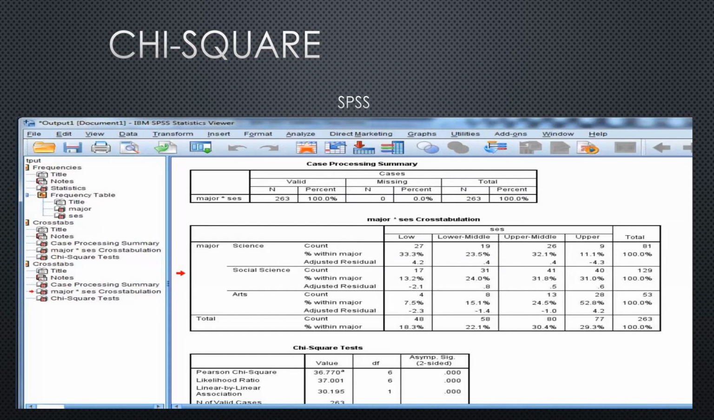Now what you see here is a chi-square value. See where it says Pearson's chi-square. You get a value of 36.7. That's actually a big chi-square. That's a big chi-square value. The bigger that value is, the more likely these groups aren't the same. Okay, so just kind of keep that in mind.